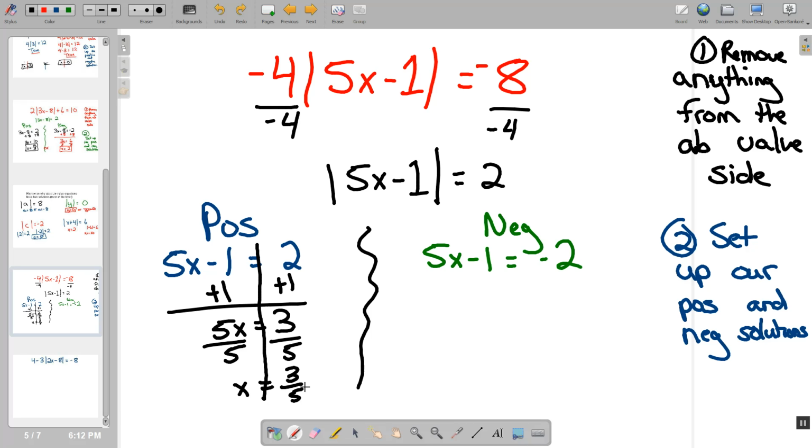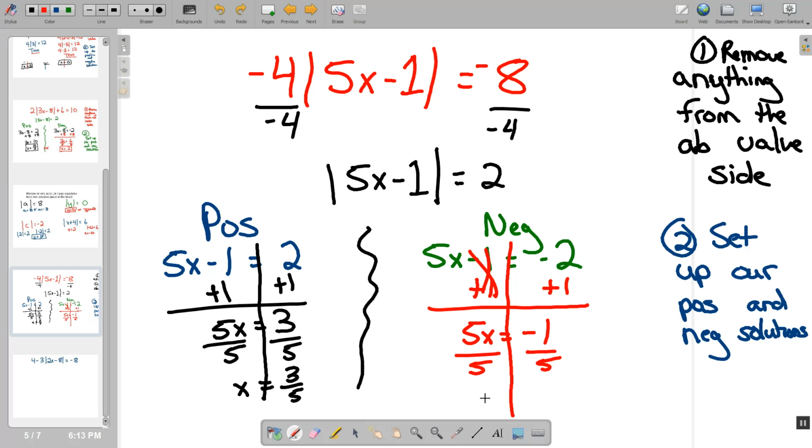And if you notice from the last video, we had a lot of fraction answers to these problems. This is a good time to say there are just going to be a lot of fraction answers for absolute value problems. It's hard to avoid them. For this one, we're going to do the same thing. We're going to add 1 to both sides. I get 5x equals negative 1. I divide everything by 5 to get x is equal to negative 1/5. So my answer is x can be 3/5 or negative 1/5. Both would make this a true equation. And that's absolute value equations.